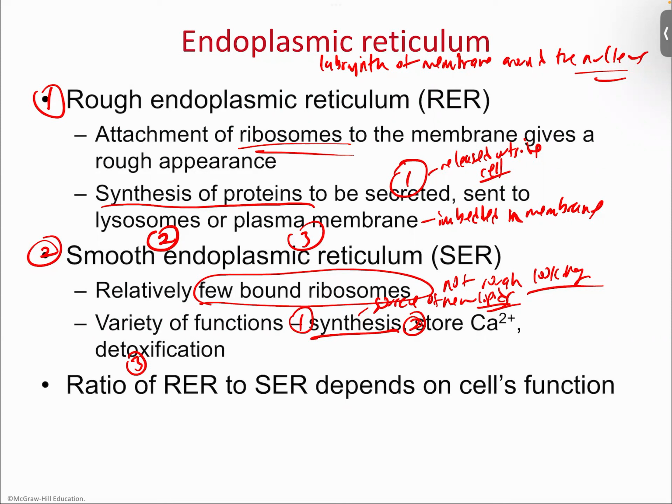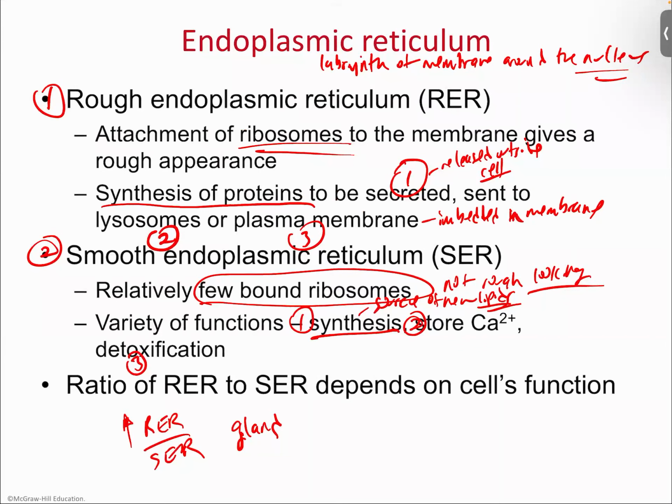So if I take a look at a gland cell, and I were to look at its rough ER to smooth ER ratio, do you think this ratio would be high or low? Really high, right? Because it has a lot of rough ER because it's making a lot of secreted protein. So it's going to be really, really high, right? Now, let's take a look at what we just looked at. The example of Marion, right?